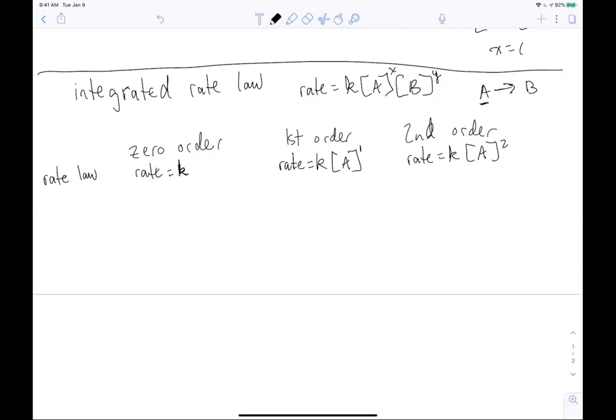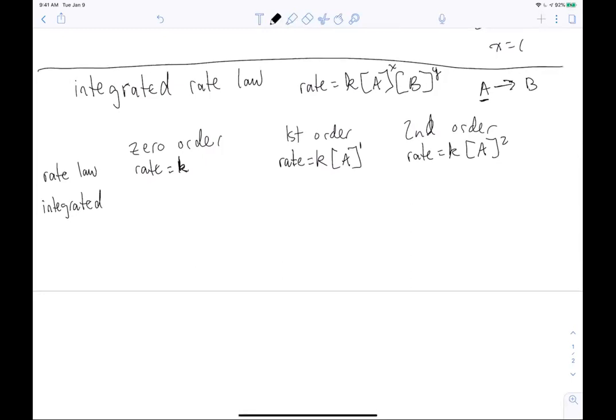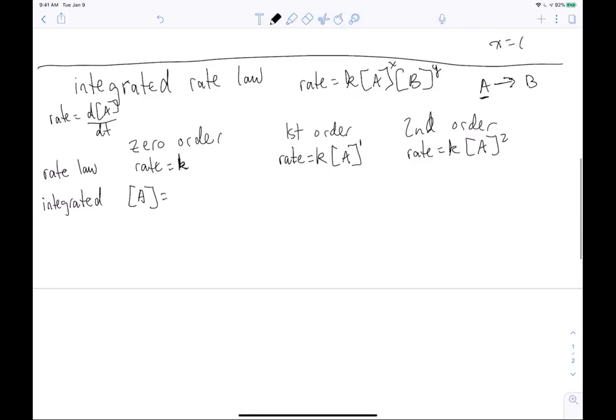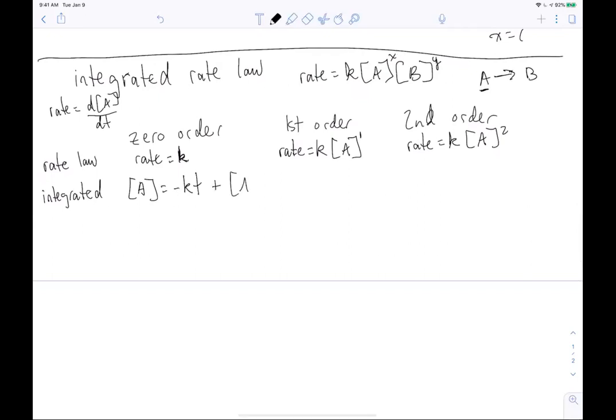If we integrate those expressions and do some rearranging, which you're welcome to do, you're literally just taking the integral. I don't want to get into the calculus, but you could write out the rate as dA/dt. Remember, our rate is equal to dA/dt, so you'd be integrating with respect to time here, and then doing some rearranging. If you've got some calculus chops, go for it. But then we can take those equations, integrate them, and arrange them such that they're linear.